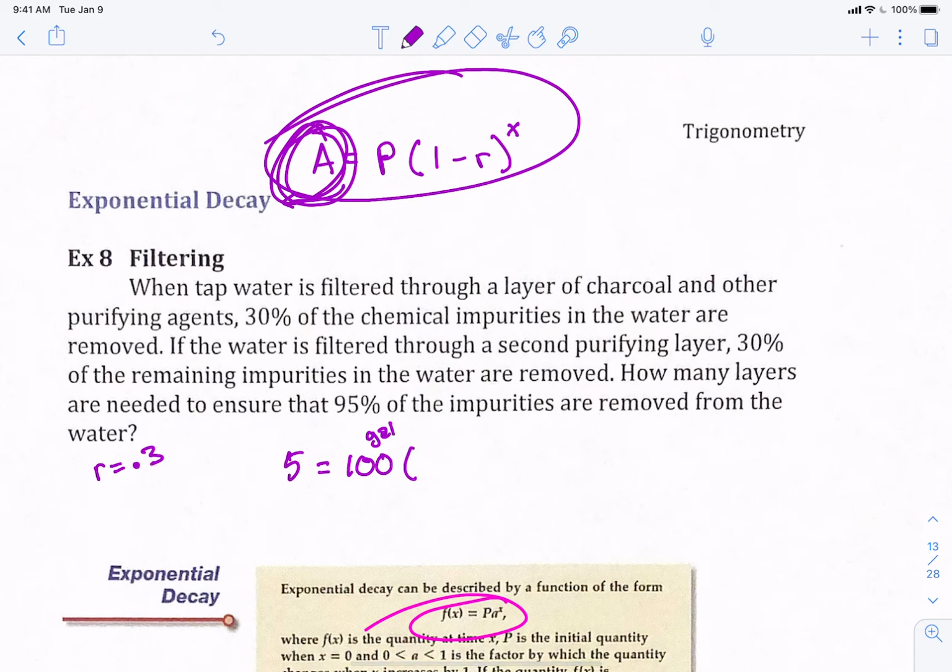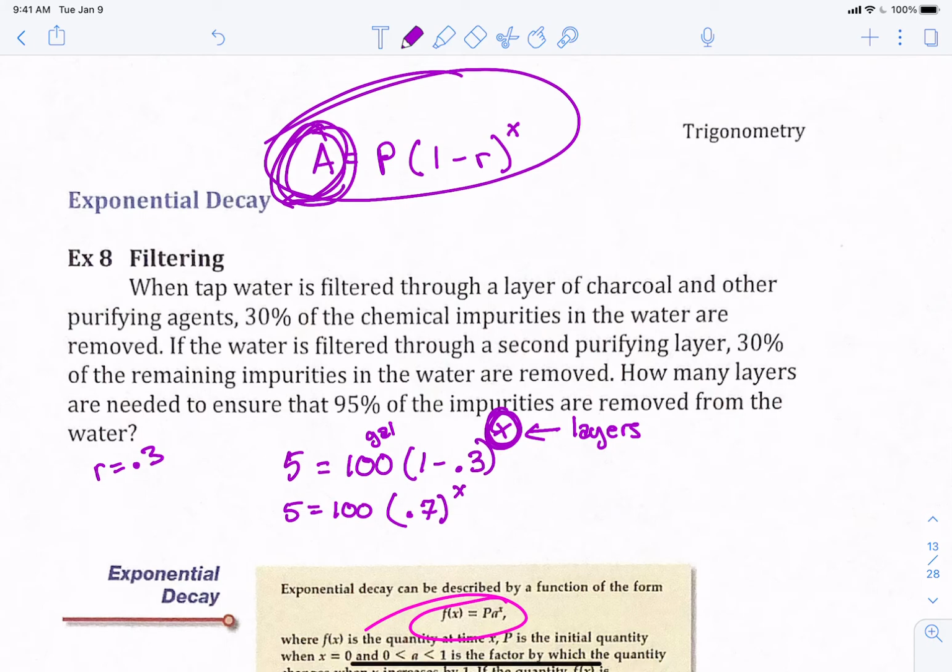Now, we are taking the 30% out every time. So 1 minus 0.3, and then we need to figure out how many times we're doing that, which is going to tell me how many layers we have. So in this case, instead of this variable representing time, this variable is going to represent layers, the number of layers I have. Does that make sense? It's kind of like every year, except it's talking about the layers that we have, okay? So if we want to simplify this, 5 equals 100 times 0.7 to the x power, and we're trying to figure out how many layers that will give me.